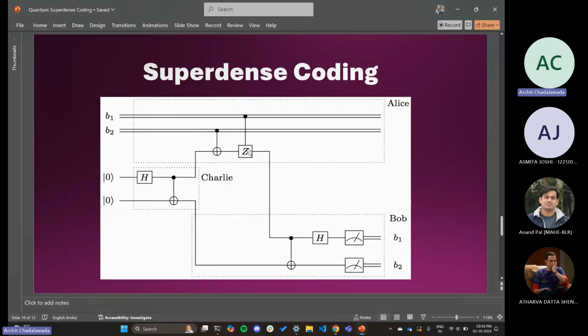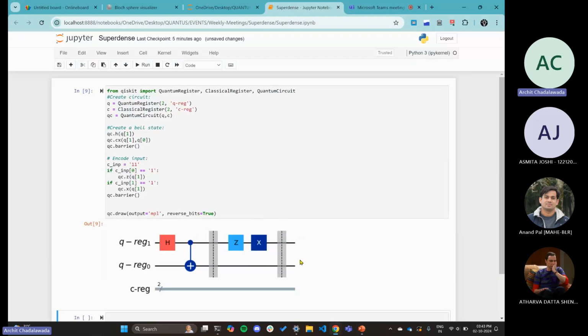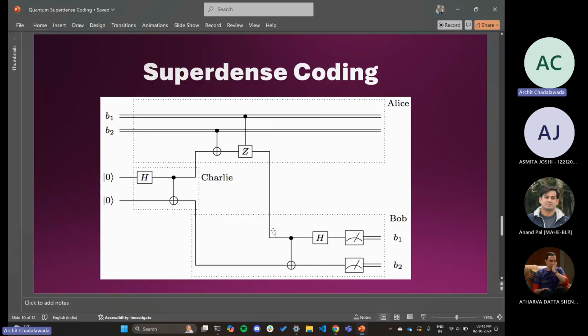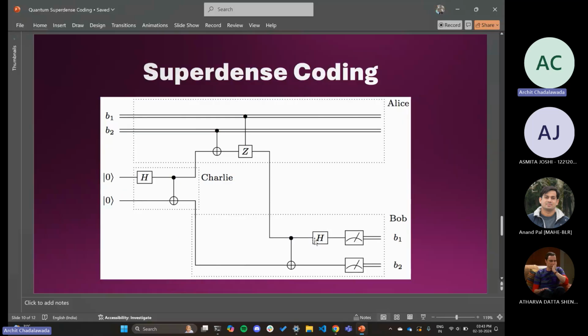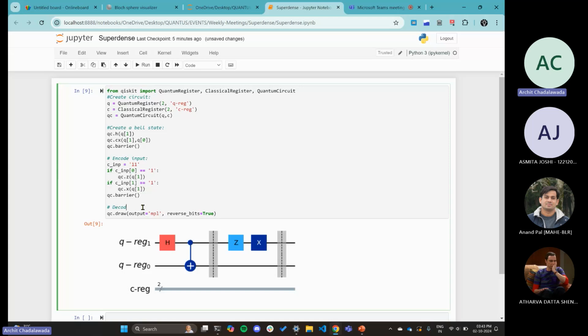What's the next step? Alice sends the qubit. Here we don't have to physically send it because we're simulating it on a single circuit. So let's just leave that part. And now let's look at what Bob is doing to decode the classical message. First is applying a CNOT gate with Q1 as the control and Q0 as the target. And followed by that, he applies a Hadamard on Q1. So let's do that first. So, decoding by Bob.